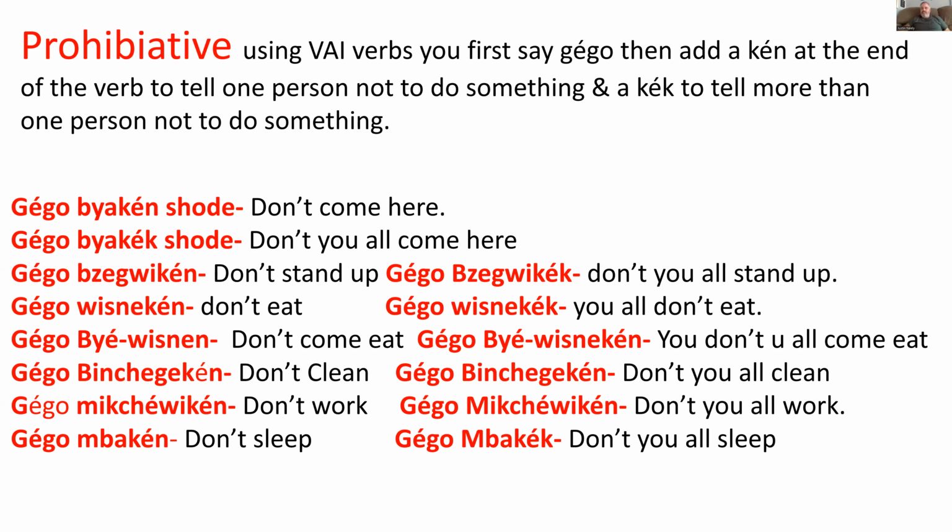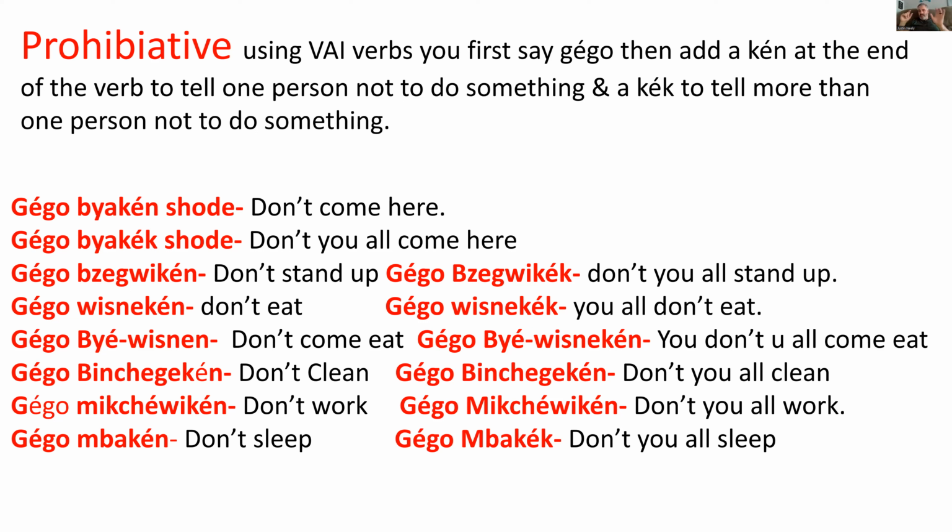Prohibitive, or this would be telling someone not to do something. So when you tell someone not to do something, you put a gago at the front, and then you put a can or a kak at the end of the verb. So bia is the verb to come. So gago bia can shoda. Don't come here. Gago bia kak shoda. Don't you all come here. So can, one person, kak, more than one.